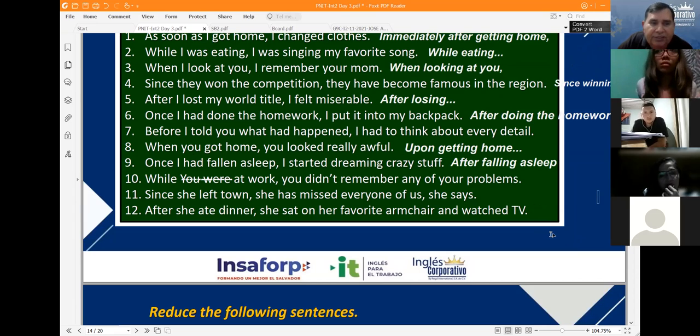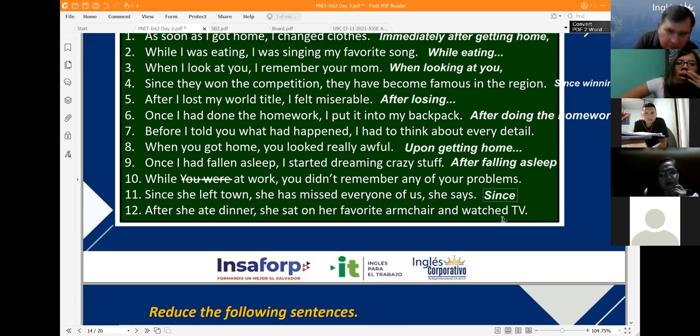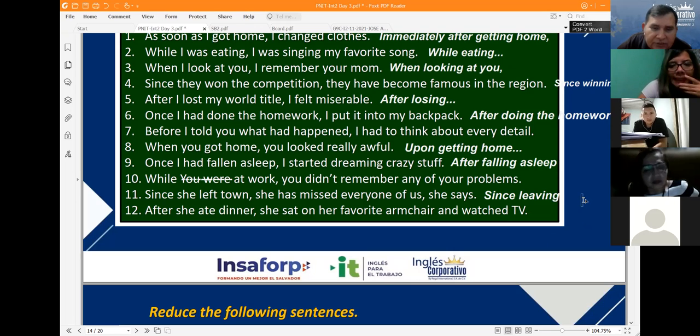Number 11: since you left town, she has missed every one of us, she says. Okay, what do we say? Since leaving town, right? Since leaving town, she has missed every one of us, she says.